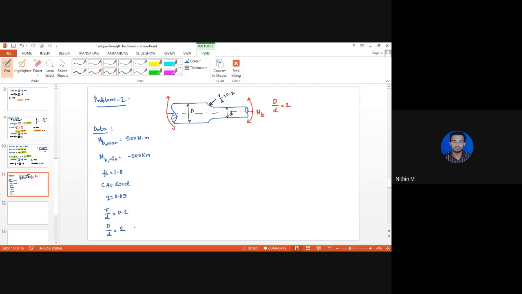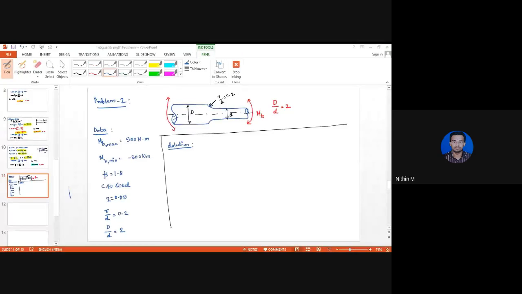So what is it that we need to do? We need to determine the diameter of the shaft that is required to sustain the load that is given. Am I audible? Yes, sir. So how do we solve it?